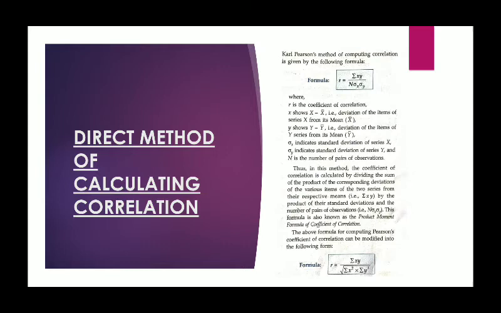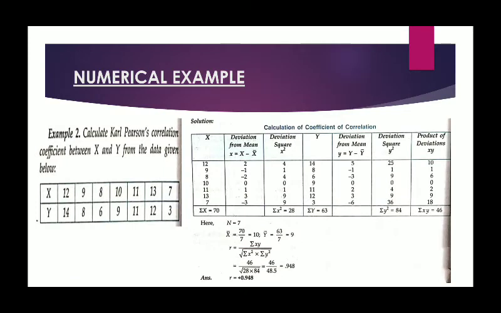Let's see one example to understand the concept. Here is a numerical example which says: calculate Karl Pearson's correlation coefficient between x and y from the data given below. Here x and y, two variables, are there. The corresponding values of the two variables are given. When x is 12, y is 14; x is 9, y is 8; and so on and so forth. Now the solution is given toward the right-hand side.